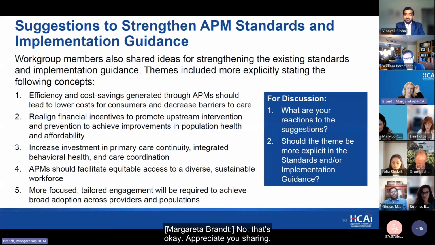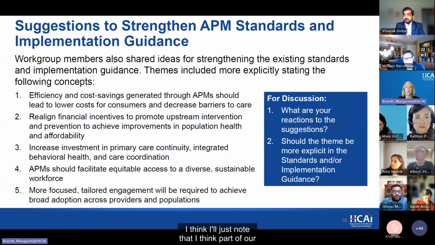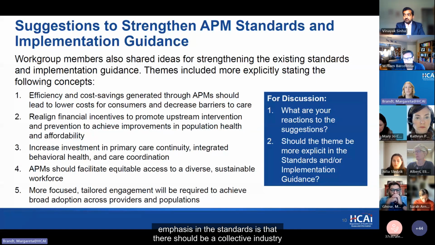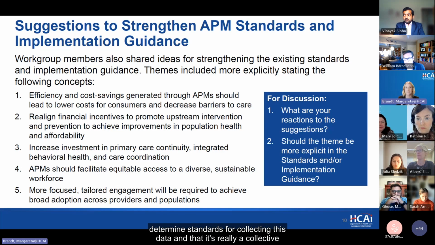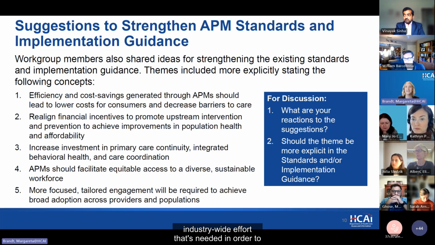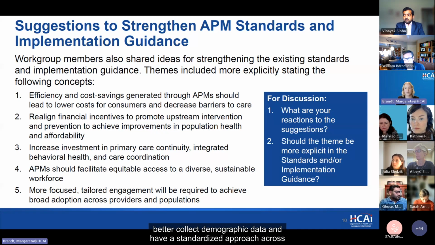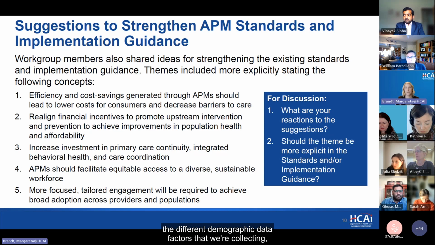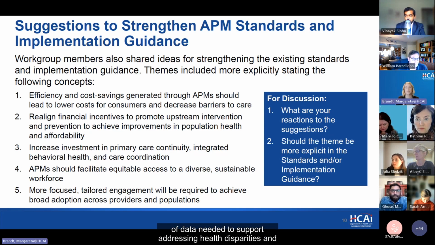No, that's okay. Appreciate you sharing. I think I'll just note that part of our emphasis in the standards is that there should be a collective industry effort to determine the best way to collect this data and to determine standards for collecting this data. It's really an industry-wide effort that's needed to better collect demographic data and have a standardized approach across the different demographic data factors that we're collecting, but that it's a really important concept or necessary part of data needed to support addressing health disparities and addressing inequities.